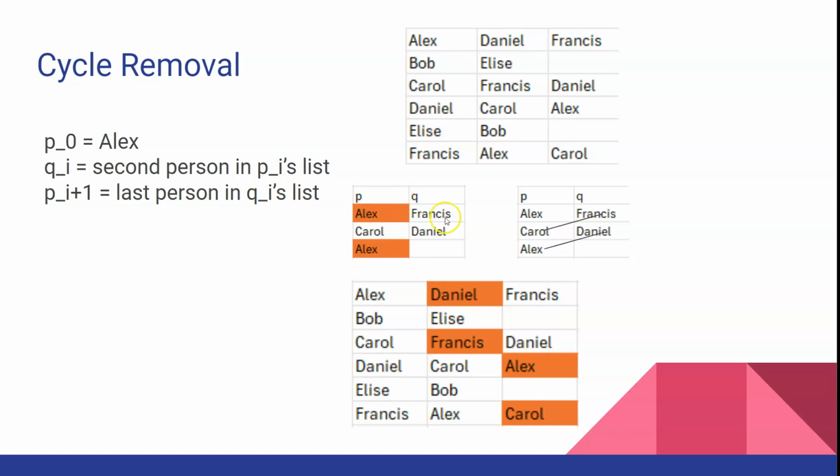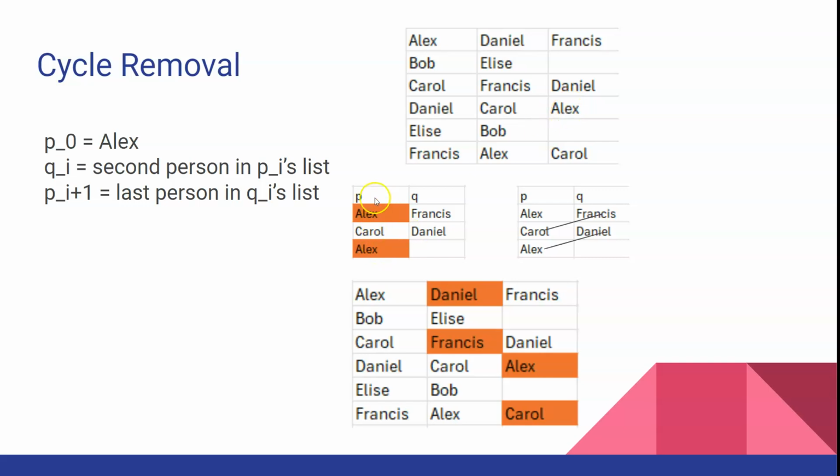So P0 is Alex, and then we go to Q0, which is the second person in Alex's list. So that's Francis. So we put Francis in Q0, and now we've moved to P sub 1, the last person in Q sub 0's list. So the last person in Francis's list is Carol. So we put Carol as P1. And then similarly, we go to Carol's list. We see that Daniel is the second person, so we put Daniel here. And then finally, we go to Daniel's list and we see Alex is the last person. So we put Alex here.